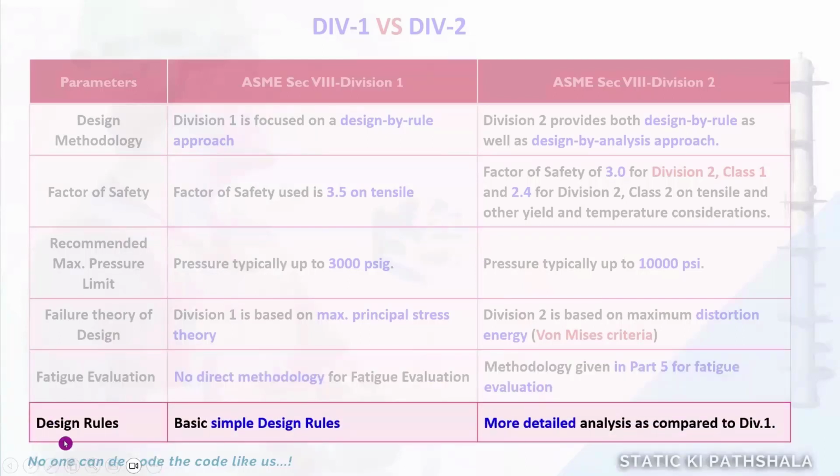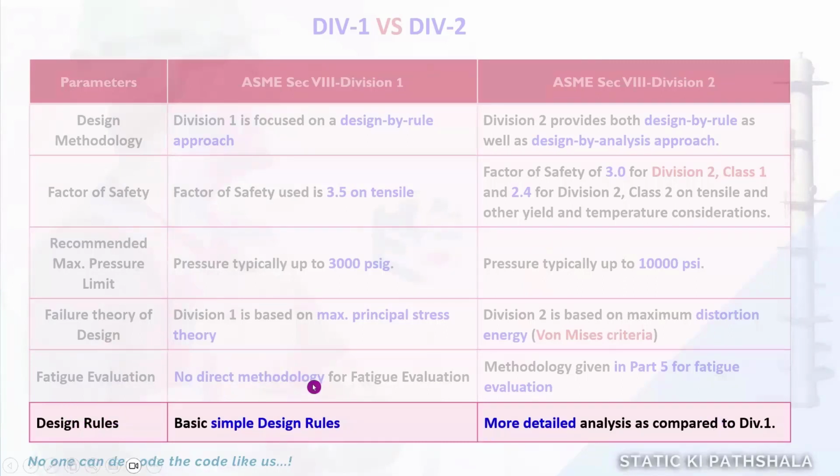Then comes the design rules. Part 4 is what is given in ASME Section VIII Division 2, under which all the design by rules equations have been given. Whereas the UG part, Mandatory Appendix 1 and some other mandatory appendices are given in ASME Section VIII Division 1 for calculation purposes. So basic, simple design rules are used in Division 1, and more detailed analysis as compared to Division 1 when we are talking about design by rules.